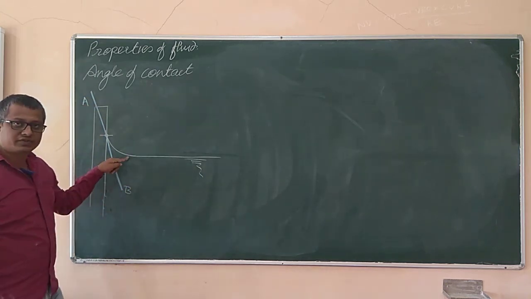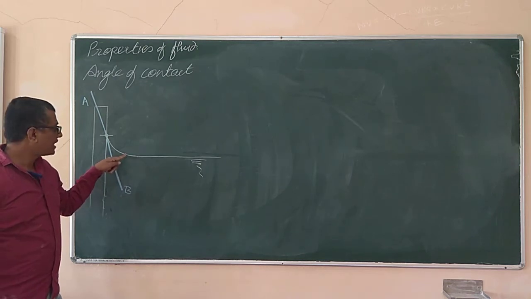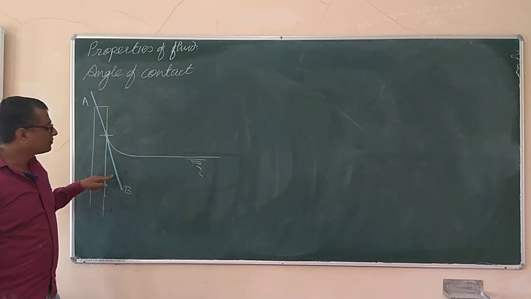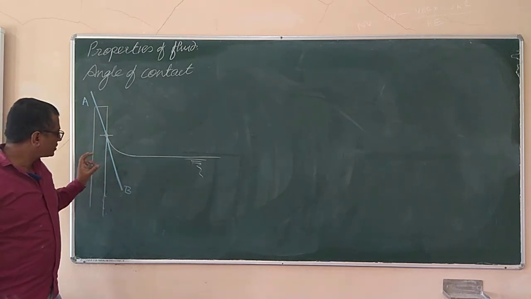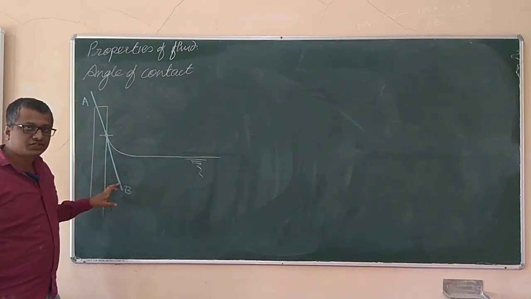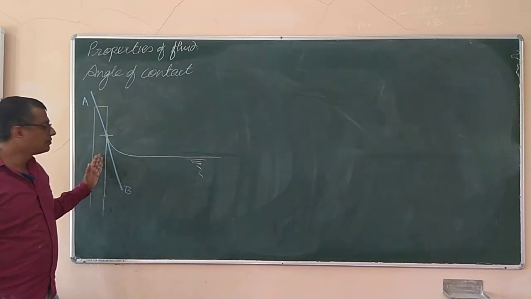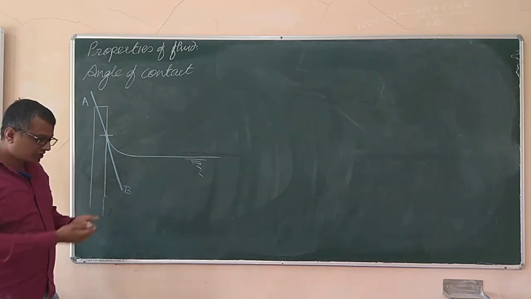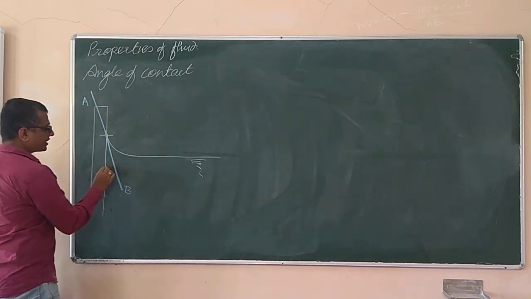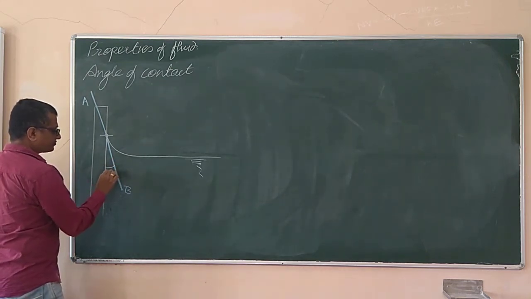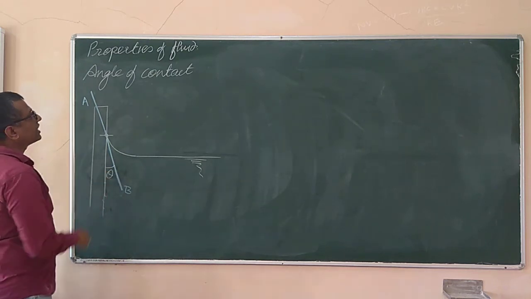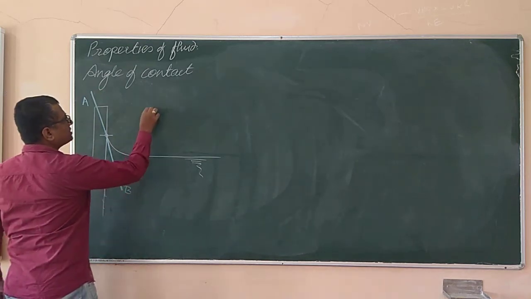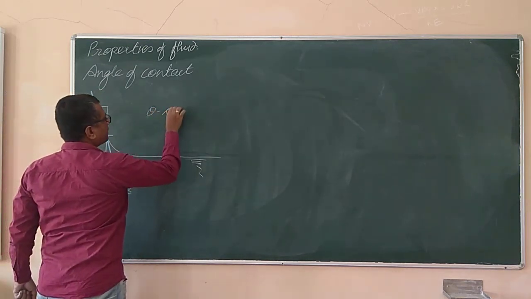to the curvature of the free liquid surface at the point of contact with the solid surface, and this is the tangent AB. Now if I check the angle made by this tangent with the solid boundary, and that too taken inside the liquid, that angle will be over here. This is the angle theta. And this angle theta, we call the angle of contact. This angle theta over here is nothing but the angle of contact.